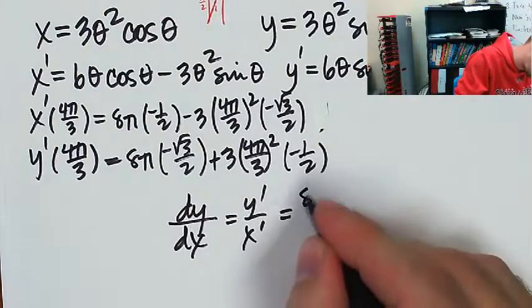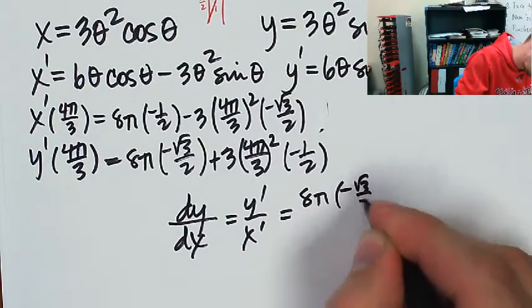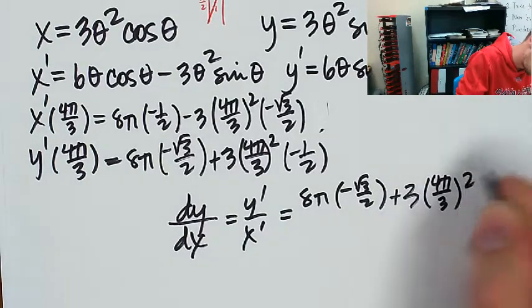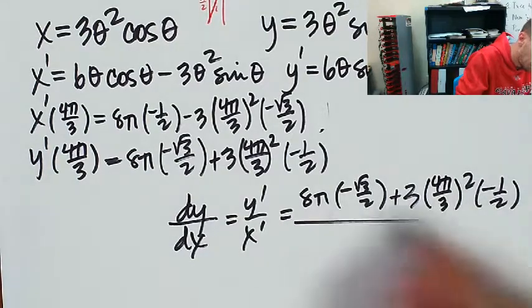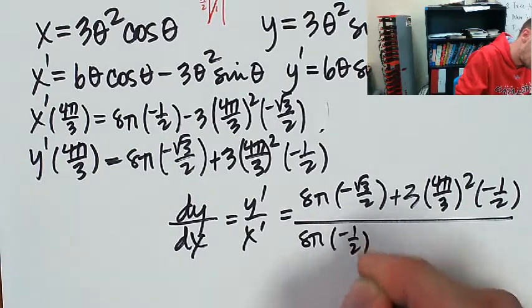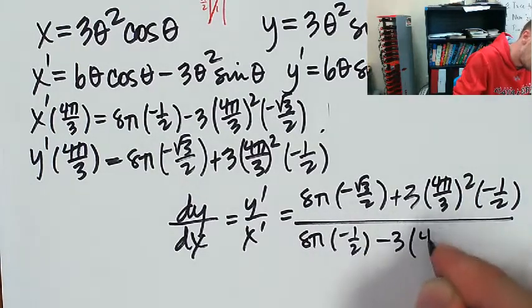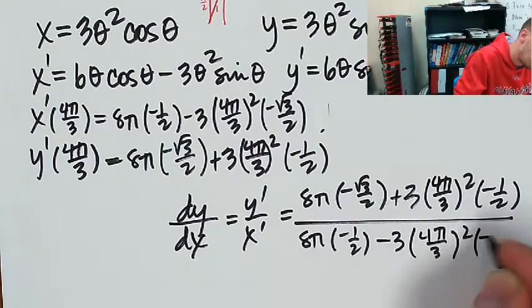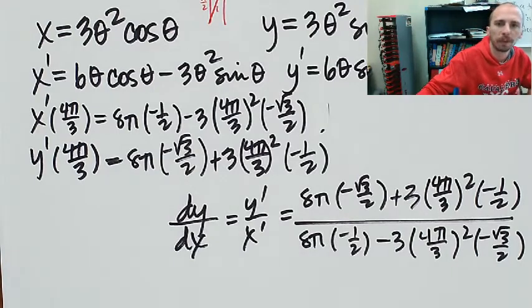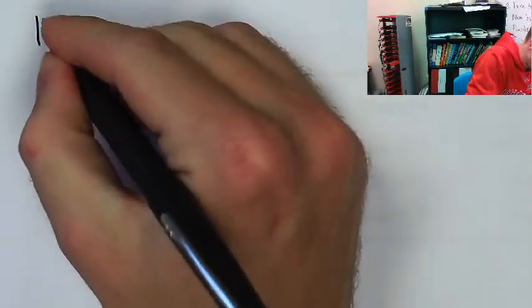And that is 8 pi negative root 3 over 2 plus 3 theta squared times negative 1/2, all divided by 8 pi times negative 1/2 minus 3 times this thing squared times negative root 3 over 2. That one was pretty bad. It was probably about as bad as it could get. All right, there's 2 more of these, and at least the first one looks like it's going to get a little better. So 14.